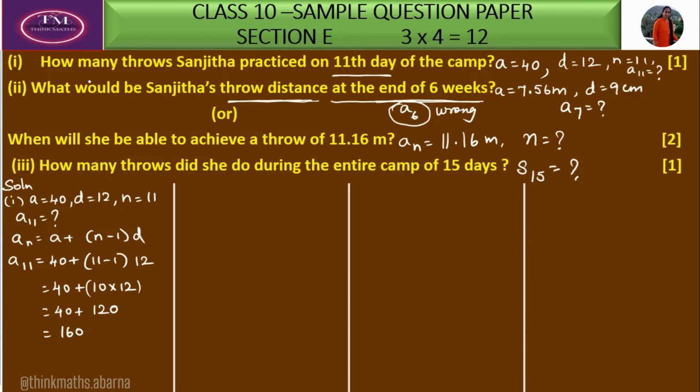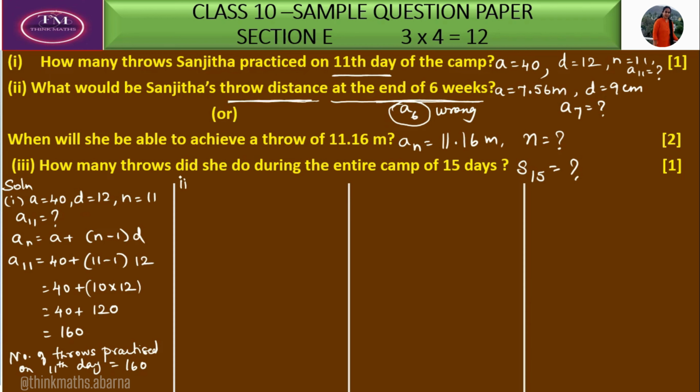So what is the question? How many throws Sanjita practiced on the 11th day? So it is number of throws practiced on the 11th day equal to 160. So Sanjita practiced 160 throws on the 11th day. So this is the solution for the first part.